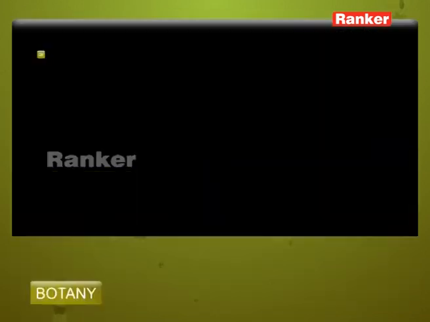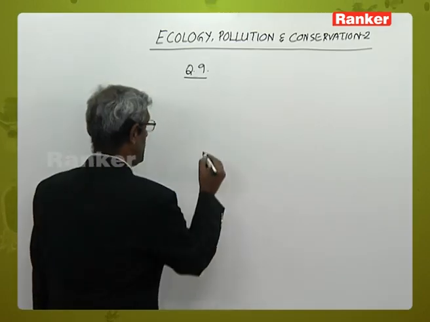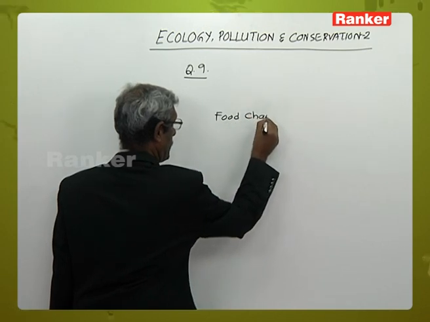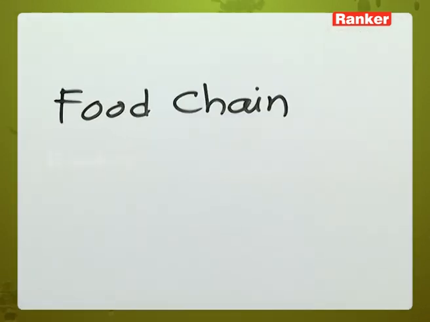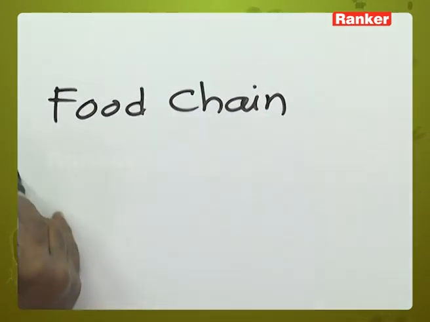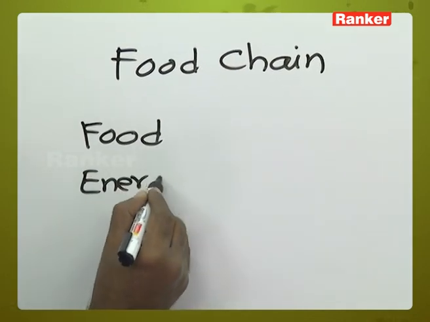Question number 9. Food chain is A, large number of human beings forming a human chain, B, a series of different food items, C, transfer of food and energy from green plants to other organisms, and D, large number of animals near a source of food. When we take a food chain, the term food chain is used in ecology primarily relating to the transfer of food and the transfer of energy.